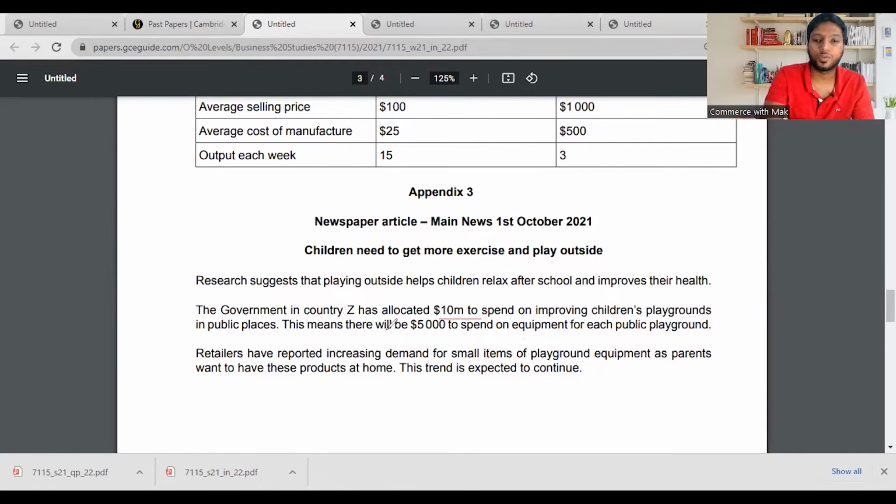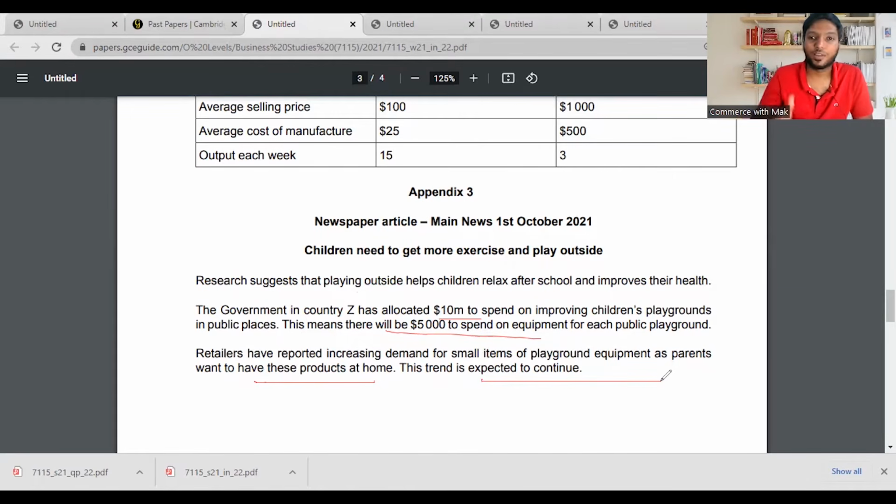So I will always suggest going with answer number 2, because though the profit is less for now, you should not only look at the profit. It's a very short-term target. And retailers have reported increasing demand for small items of playground equipment, as parents want to have these products at home. This trend is expected to continue. Now there's a confusion.